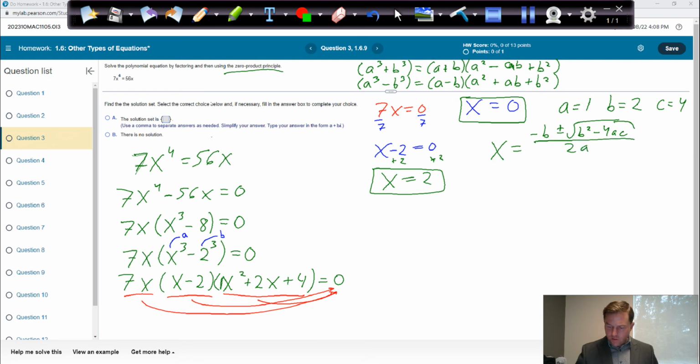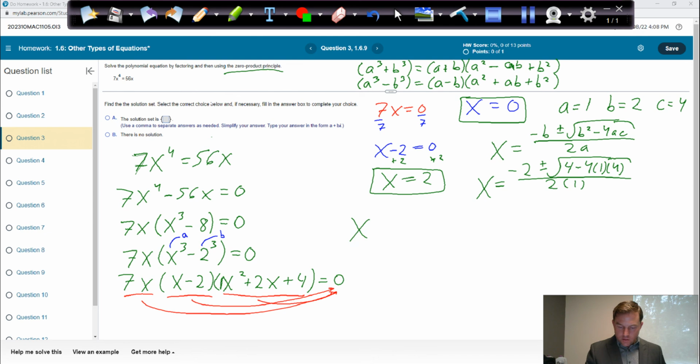So we saw this in one of the sections previously. Plugging in the numbers we have, it'd be minus 2 plus or minus the square root of 2 squared, which is 4, minus 4 times 1 times 4, all over 2 times 1. This is going to give us minus 2 plus or minus the square root of 4 minus 16, this is 16 here, so 4 minus 16 is negative 12, all over 2 times 1, which is 2.